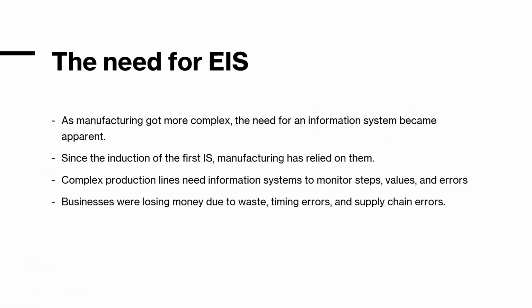All right, so the need for EIS. Complex production lines need the information systems to monitor steps, values, and errors. And businesses started using them because they were losing money due to waste, as well as timing errors, which left stuff waiting in WIP, which is work in progress, or being overproduced. They also had supply chain errors, such as not meeting demand out in the world, or overproducing something when the demand was really low.